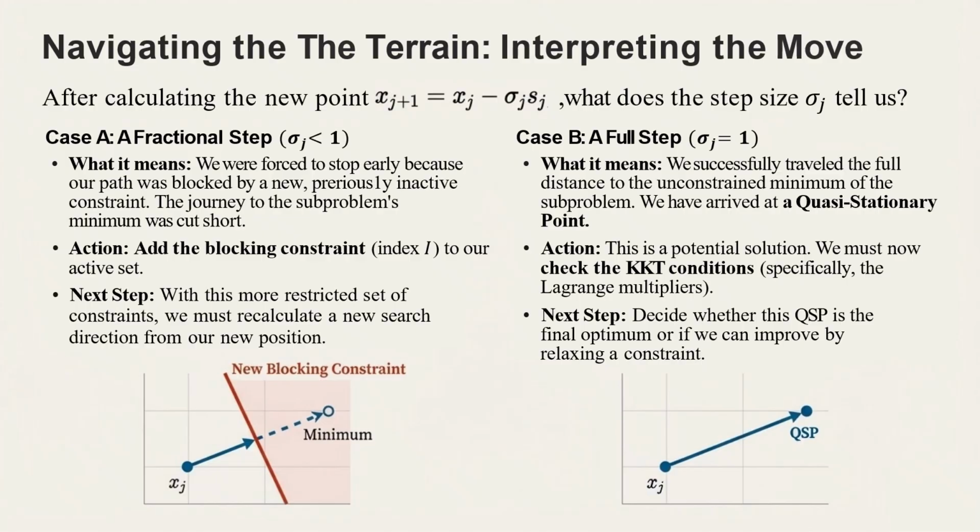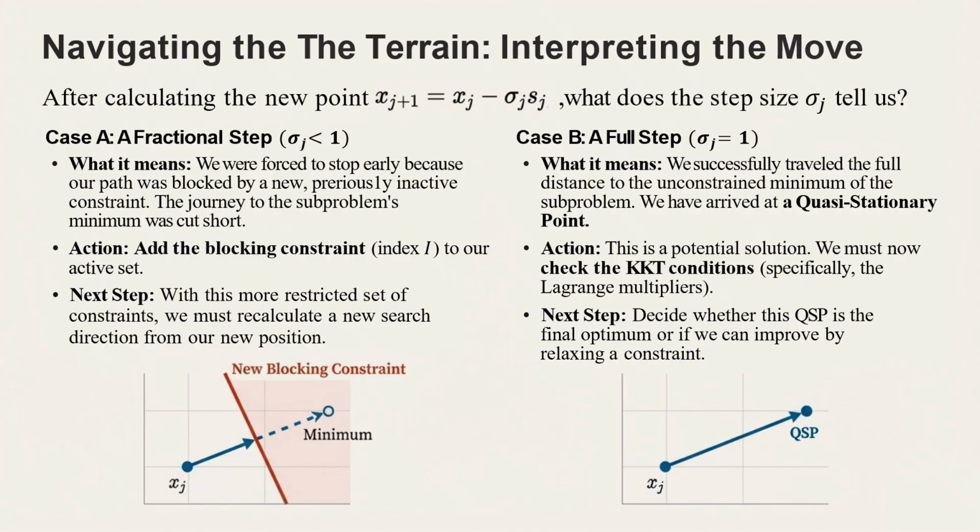Case B, right, a full step, sigma j equals 1. In this image, you see the arrow reaching the target directly without hitting any obstacles. What it means: we have successfully traveled the full distance to the unconstrained minimum of the current subproblem. Congratulations, we have arrived at a quasi-stationary point, QSP. Action required: this point is a potential candidate for the final solution.